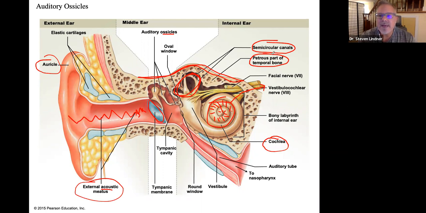Okay, so that semicircular canal and the cochlea are hidden in the skull, and it's covered by that petrous portion of the temporal bone. Okay, and the nerve that goes to the ear is cranial nerve number 8. It's called the vestibulocochlear nerve. Vestibular is for balance, and cochlear is for hearing. The vestibular portion goes to this, and the cochlear portion goes to this for hearing.